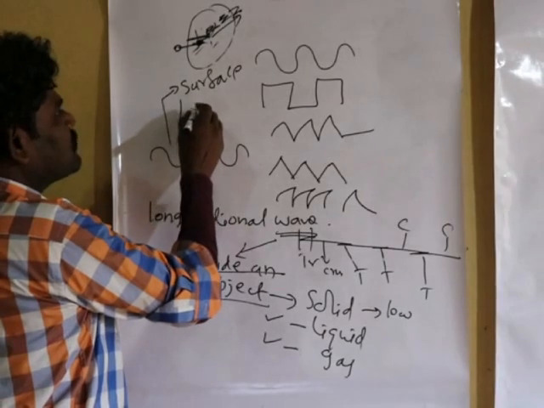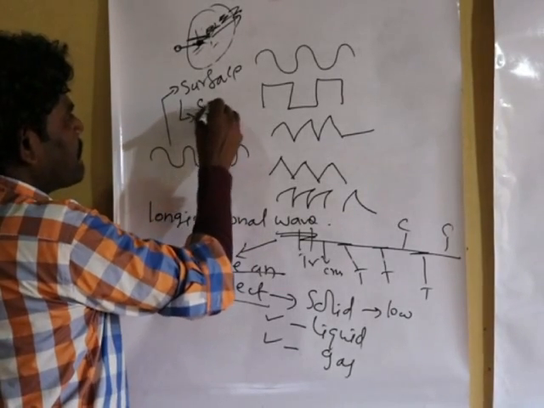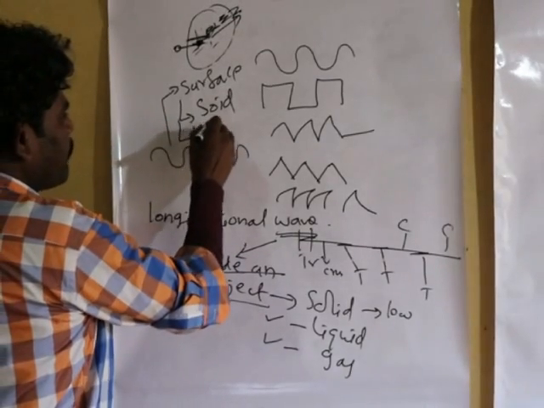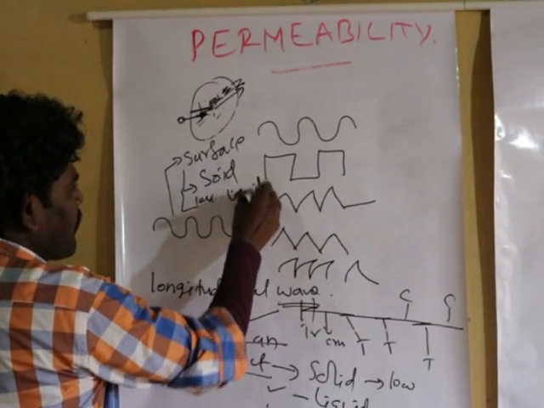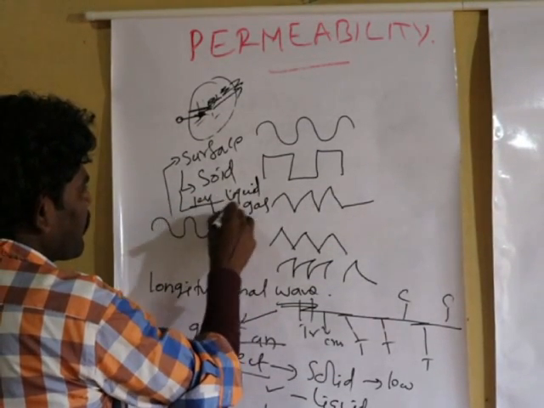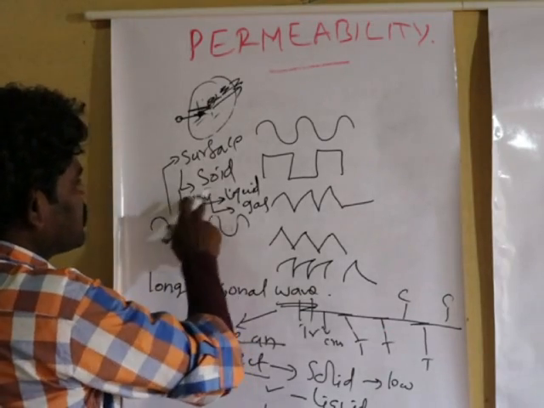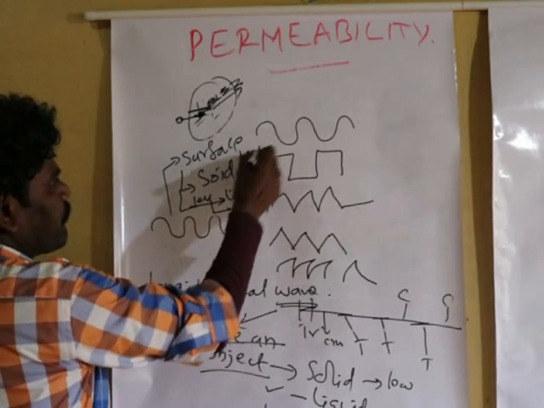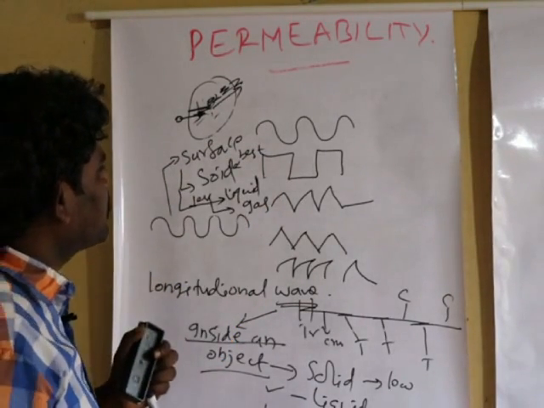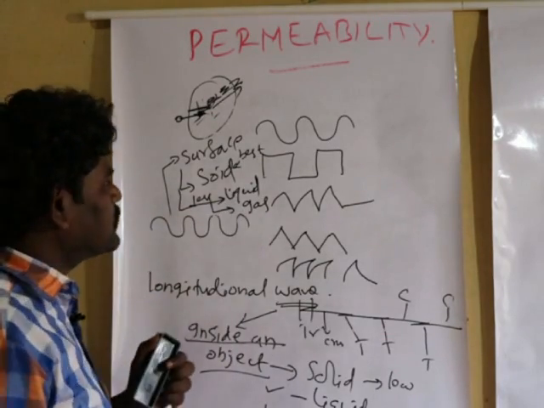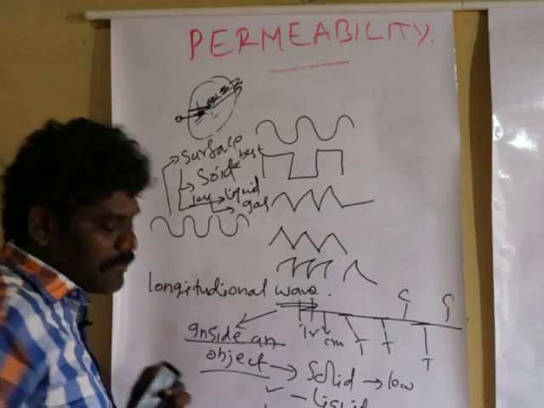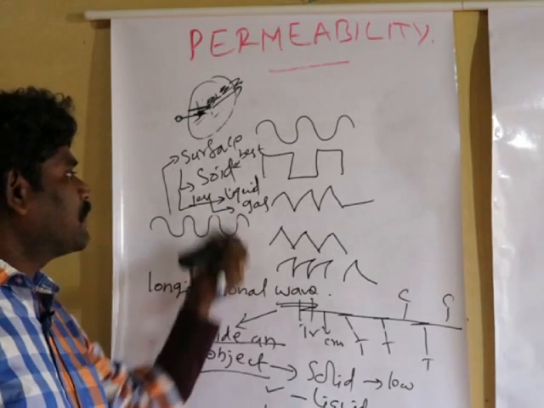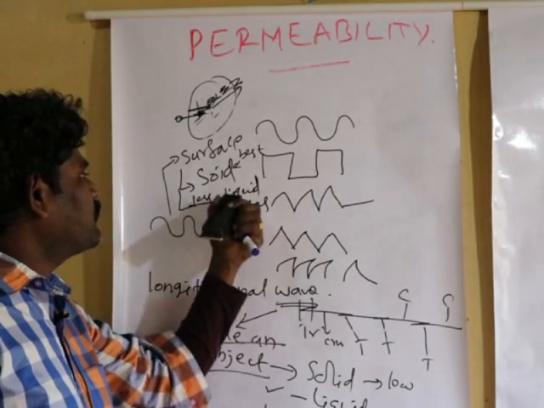It is mostly best in the case of solid. This will be very good performance in the solid and less performance in liquid and gas. So this crest and trough is less in the case of liquid and gas and best in the case of solid. The cross sectional wave usually performs excellently in solid materials, and it may be not up to the mark in liquid and gases.